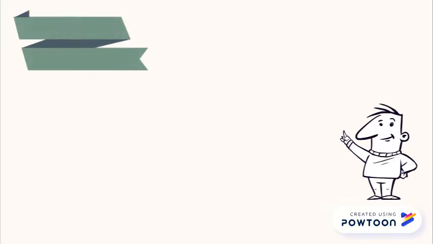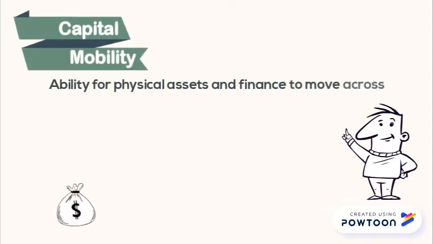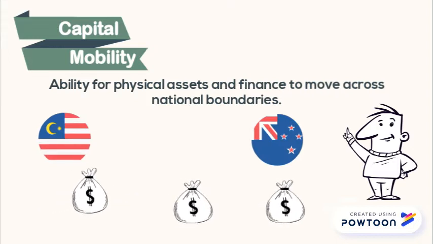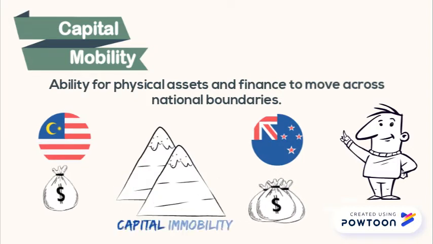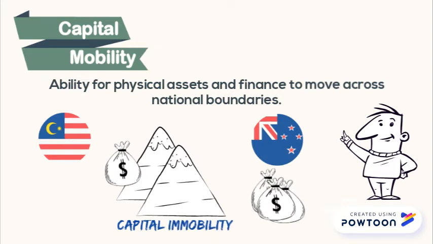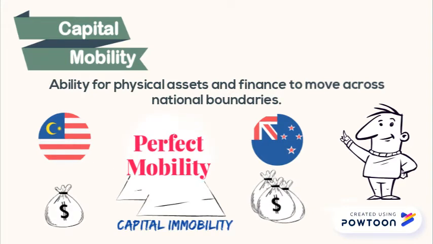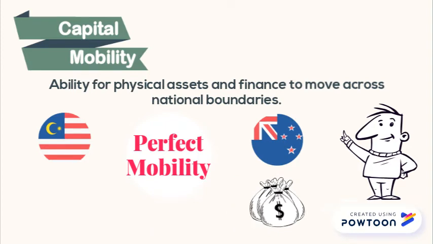Another term that you will need to be familiar with in this chapter would be capital mobility. Capital mobility is the ability for physical assets and finance to move across national boundaries. So, greater transaction costs will result in greater capital immobility. In this chapter, we will assume the nation has perfect mobility.